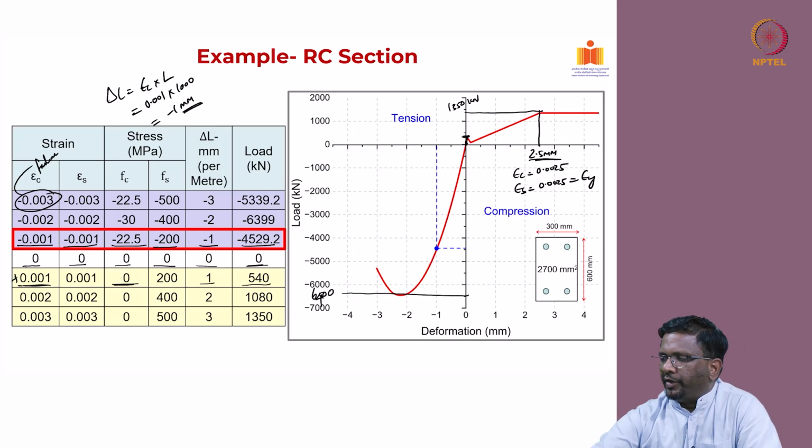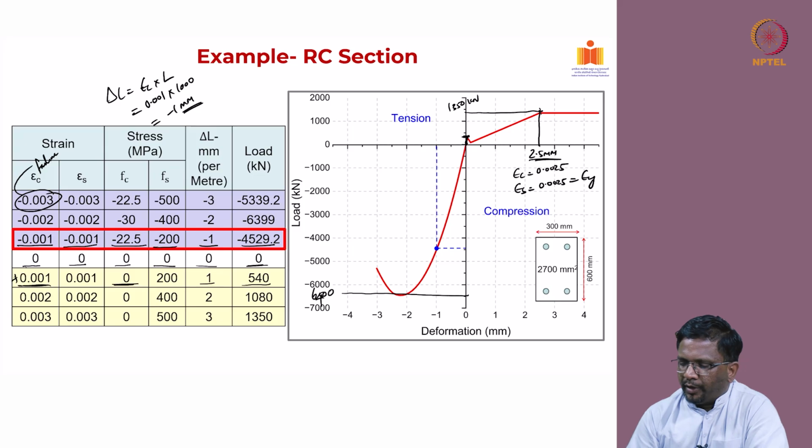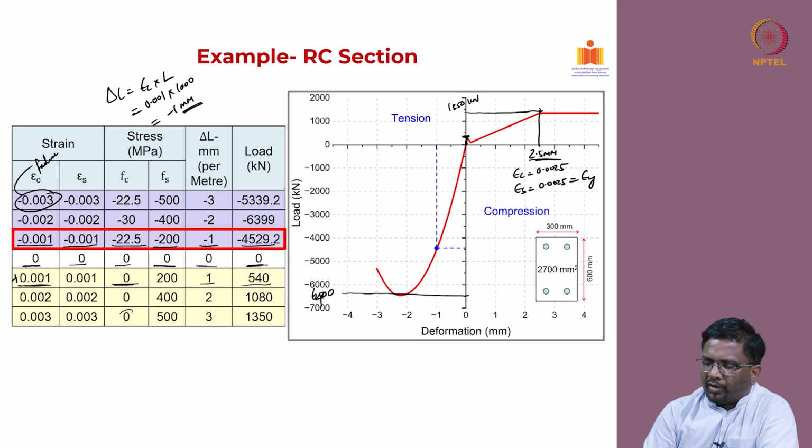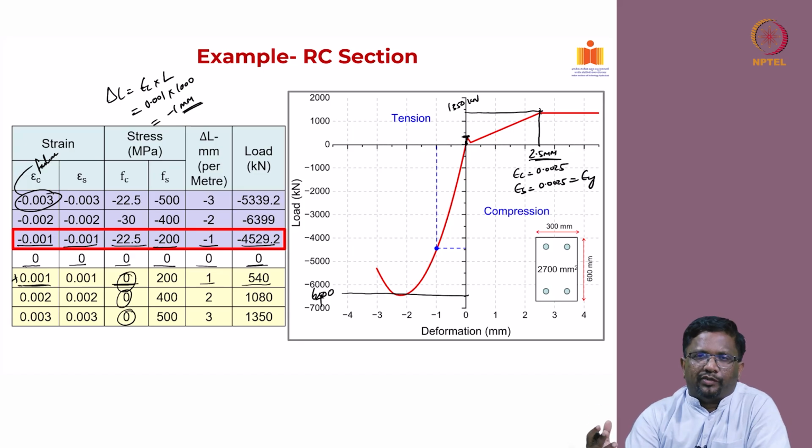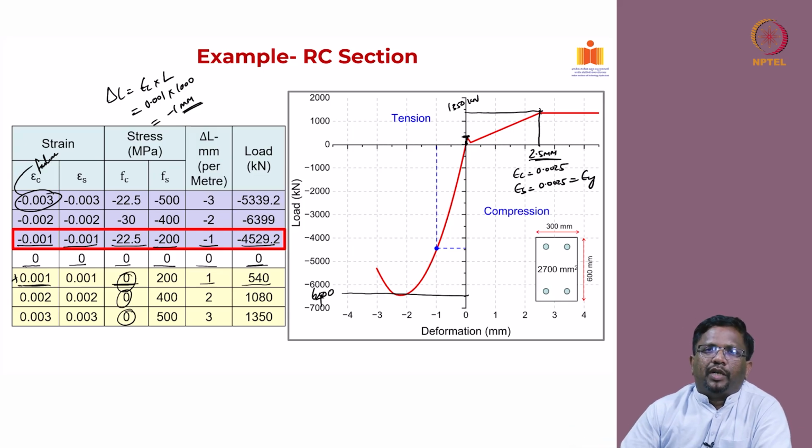But in tension, you see here the stress offered by concrete is always 0. That means the load offered by concrete is also nearly 0 at high strains. So, if you want tensile strength, we need to put more area of steel in tension. That is what we have studied in the advanced RC course as well. This is the way we generate your entire load deformation behavior for a pure reinforced concrete section.